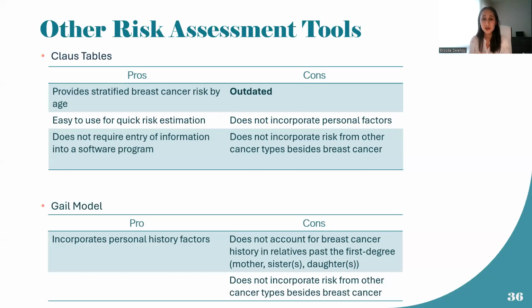However, it does not incorporate any personal history factors, nor does it incorporate any risk from family members diagnosed with certain types of cancer besides breast cancer. The Gail model, on the other hand, kind of a pro for this model is that it incorporates personal history factors. So similar to Tyrer-Cuzick, unlike the Claus tables. However, it does not account for breast cancer history in relatives past the first degree. First degree relative examples would be mother, sister, daughter of the patient. It also does not incorporate risk from other cancer types besides breast cancer. And so that is why our clinic decides to go forth with Tyrer-Cuzick as our risk assessment model.